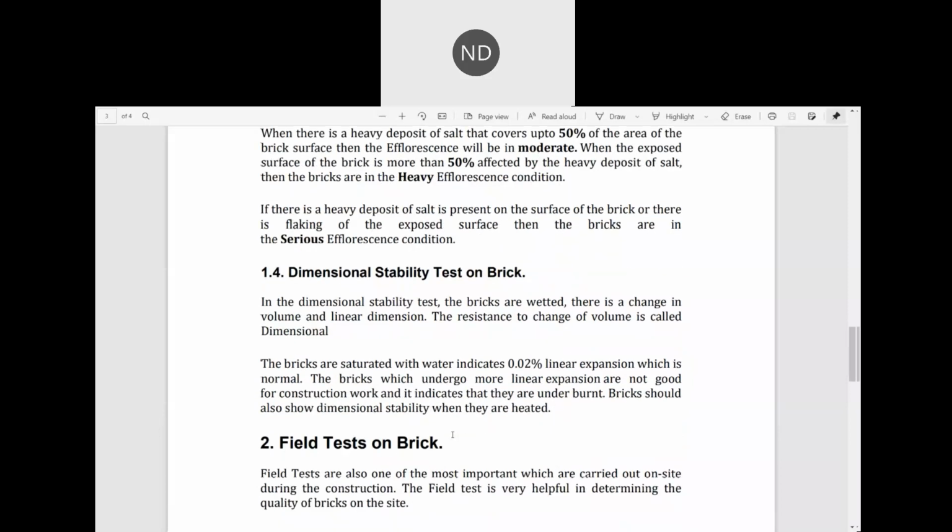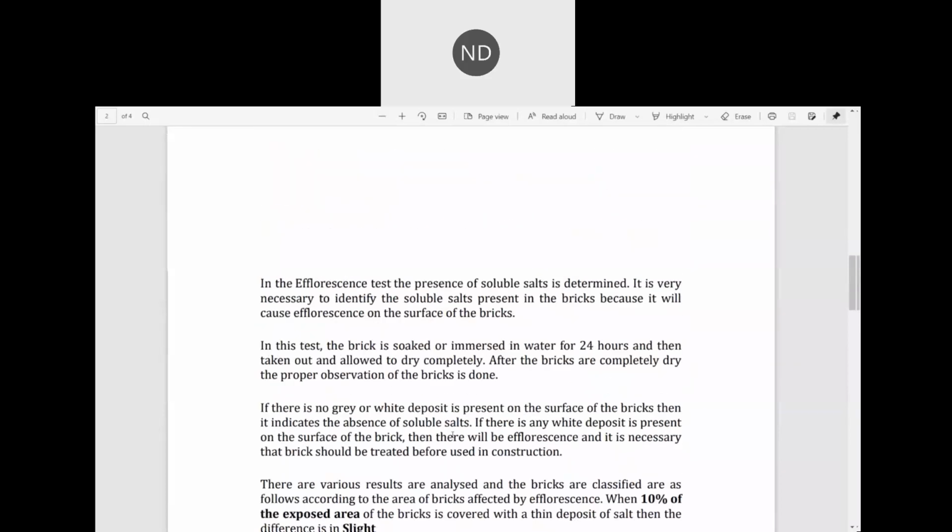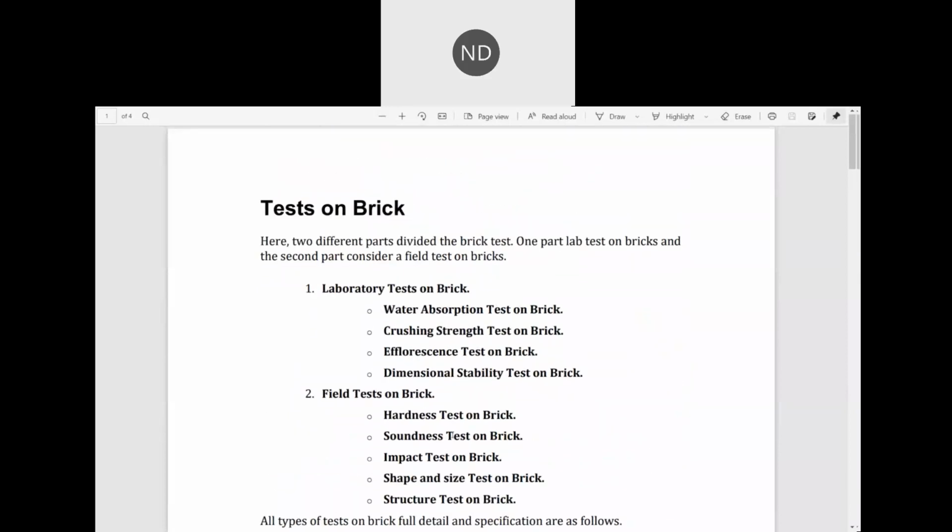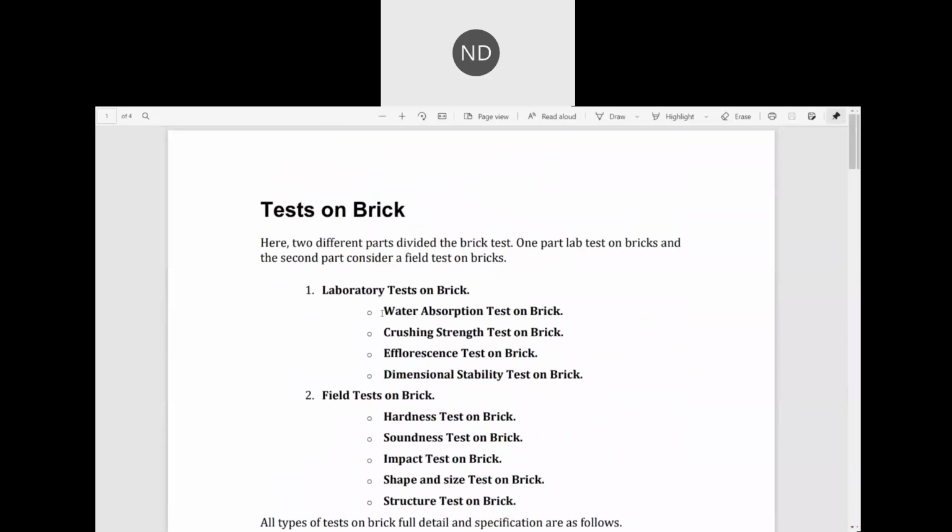Okay, now we have done the tests in the laboratory. Laboratory test means, basically, water absorption. We have to immerse the brick in water. You can do it outside also, a laboratory is not needed, but generally this is called a laboratory test.